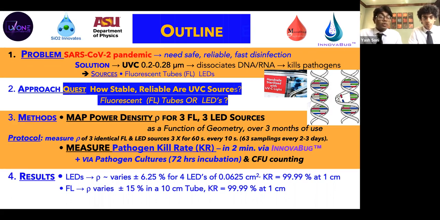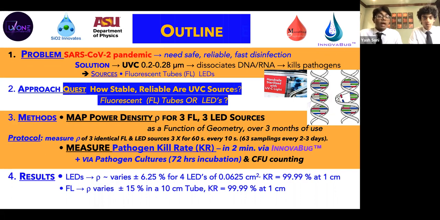And the methods we used was to map the power density rho for 3 fluorescent and 3 LED sources as a function of geometry over 3 months of use. Our protocol was to measure the power density of 3 identical fluorescent and LED sources 3 times for 60 seconds every 10 seconds for a total of 63 samplings, which we took every 2 to 3 days. We wanted to measure the pathogen kill rate in 2 minutes using InnovaBug. We used pathogen cultures with a 72-hour incubation time and CFU counting.